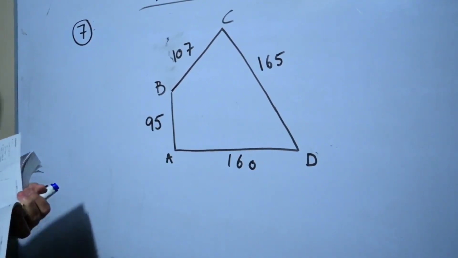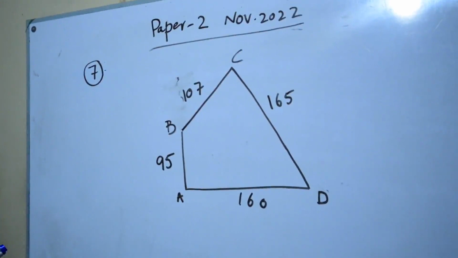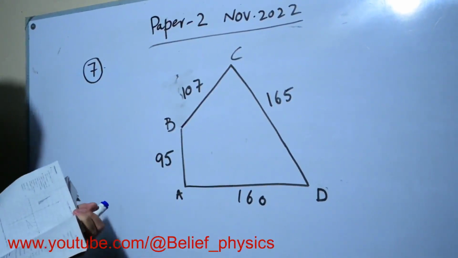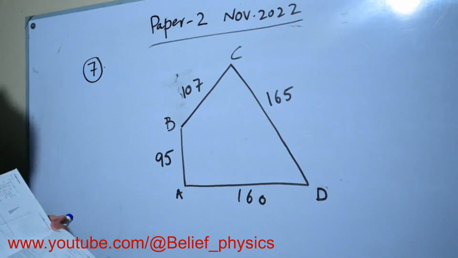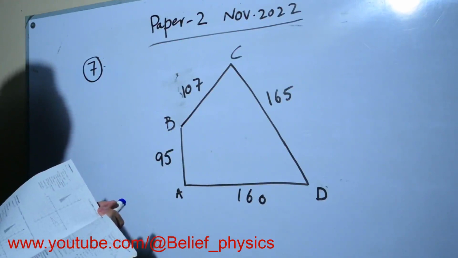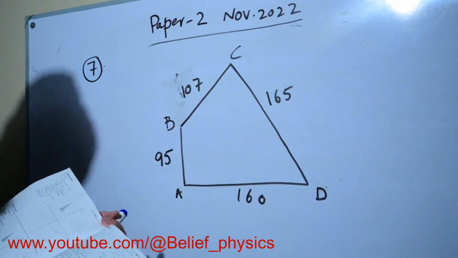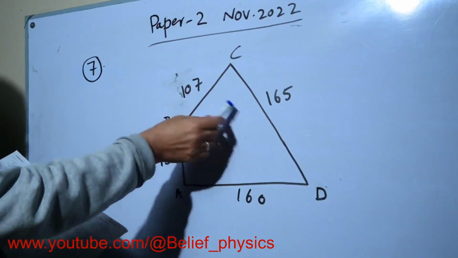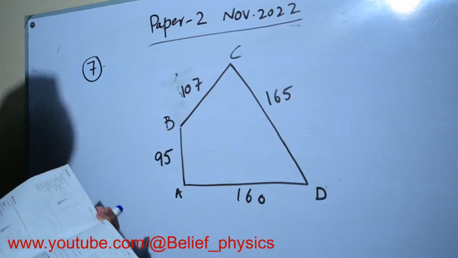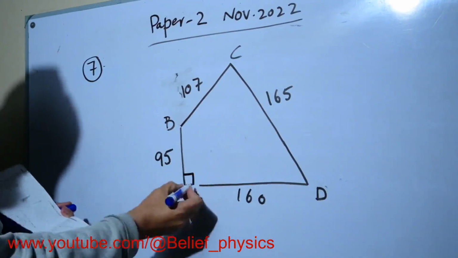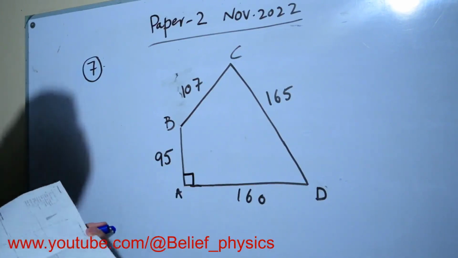Question number 7 is: ABCD is the floor plan of an exhibition hall. This is a floor plan of an exhibition hall with dimensions shown in meters. AB is 95 meters, BC is 107 meters, and so on. And also this angle is given as 90 degrees. This is given in the figure diagram.